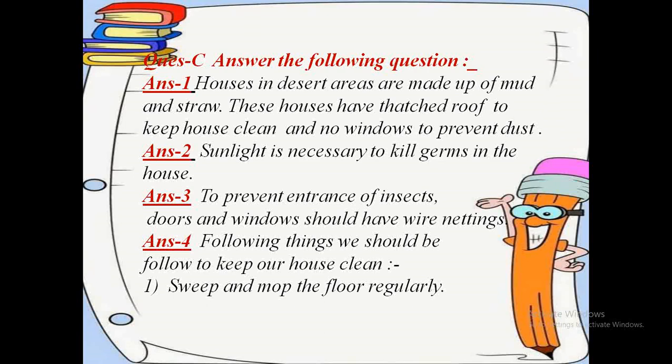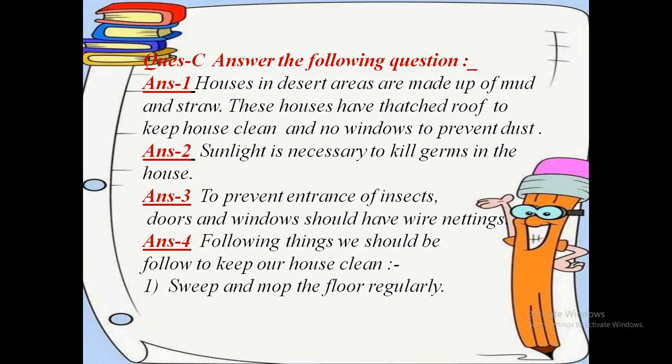So this part means question number C, you have to write down in your copy. But other than this, question number A, B, D and the activity part, you have to complete it in your book only. But this question number C, that is answer the following question, you have to write it down in your copy.